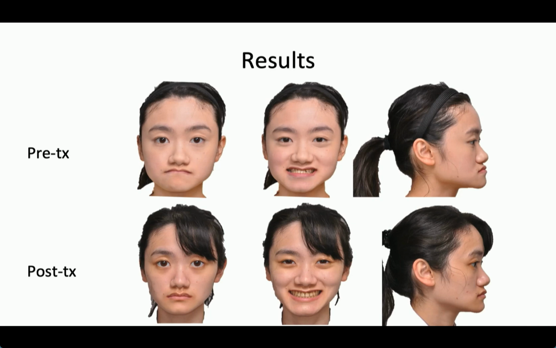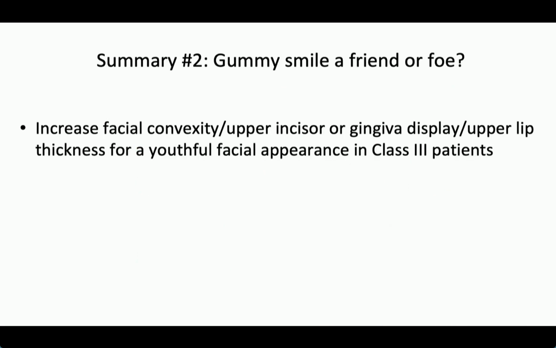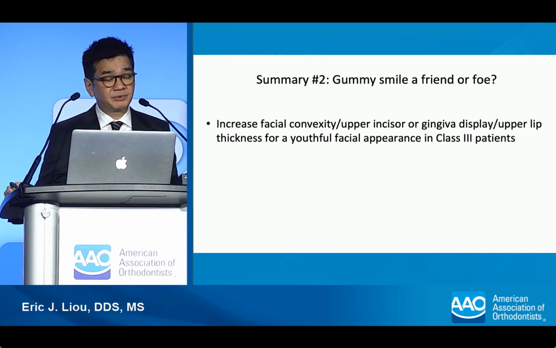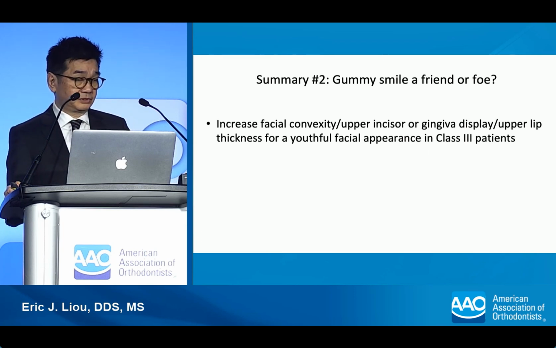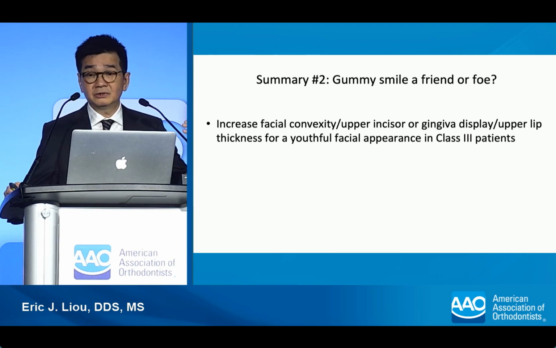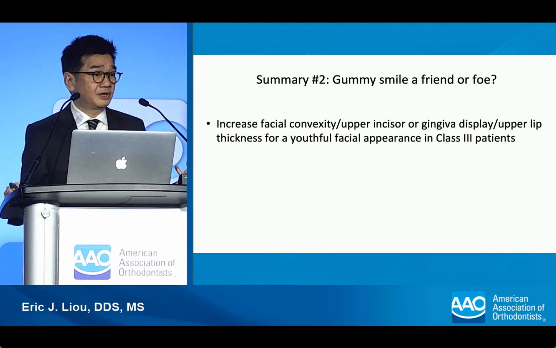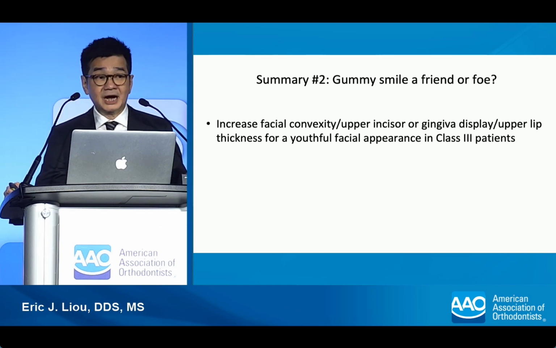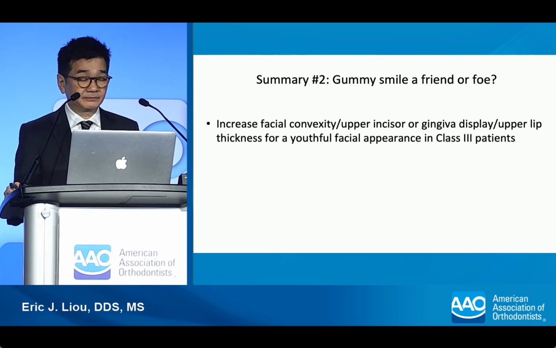This is one of the examples included in our experimental group. You can see the changes of her upper lip thickness after treatment and the changes of her smile after the treatment. So let me summarize number 2 for you: increase facial convexity, upper incisor or gingival display, and upper lip thickness for a useful facial appearance in class 3 patients. So in class 3 patients, if you prefer a useful facial appearance and smile, you have to increase the facial convexity and increase the upper incisor display and gingival display.